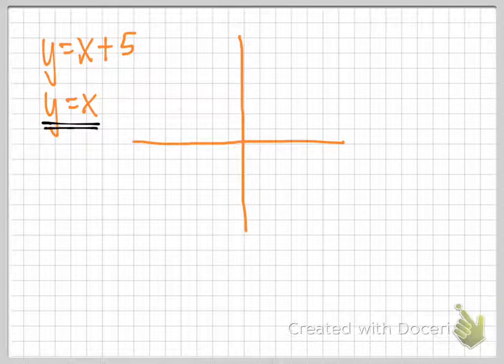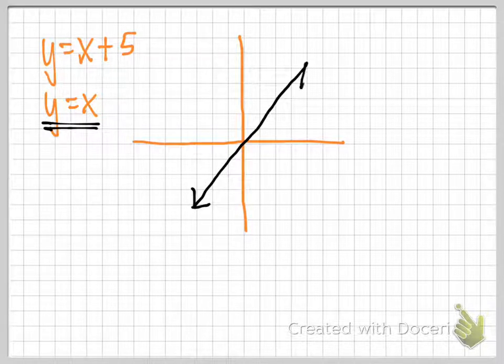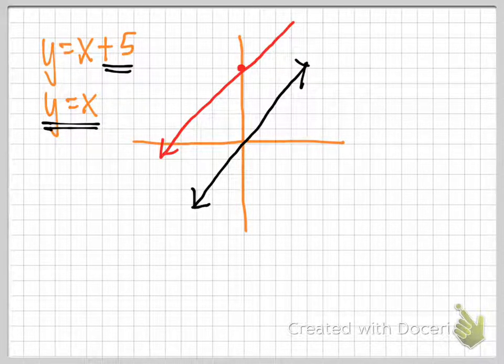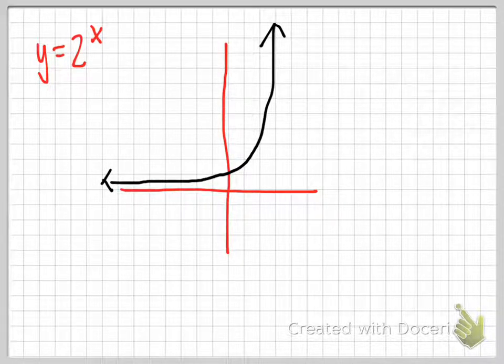Okay, the parent graph now is a line. If I shift this same line vertically up 5, the new line has the same slope. The slope is 1, up 1 over 1. But the new line is shifted up 5. That's a vertical shift, along the y-axis, right?